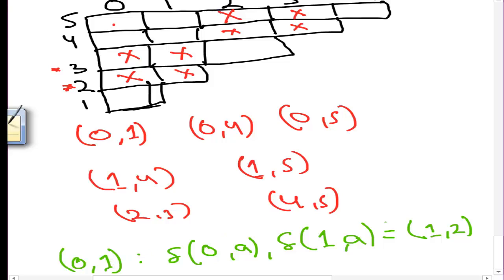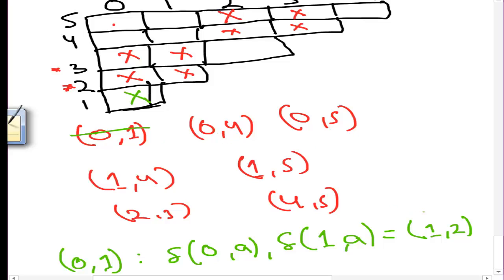So let us see, firstly, 1 2. Look here, this is the 1 and this is the 2. It is already marked, right? If it is marked, that means 1 2 is distinguishable. That means 0 1 is also distinguishable. So you have to cross it here as well. I'm going to cross it here because this is distinguishable now, and I am done with this.